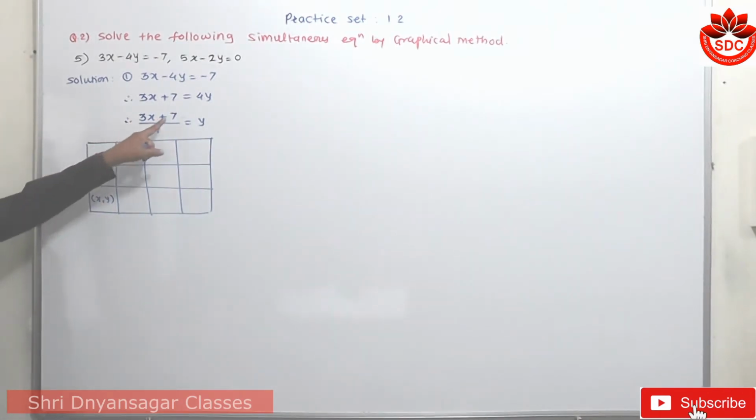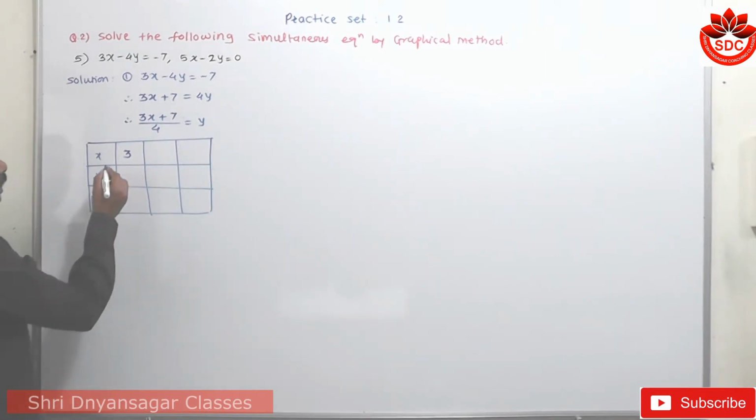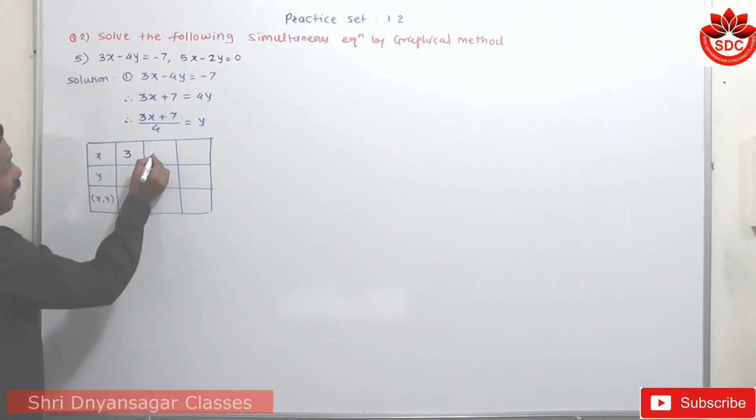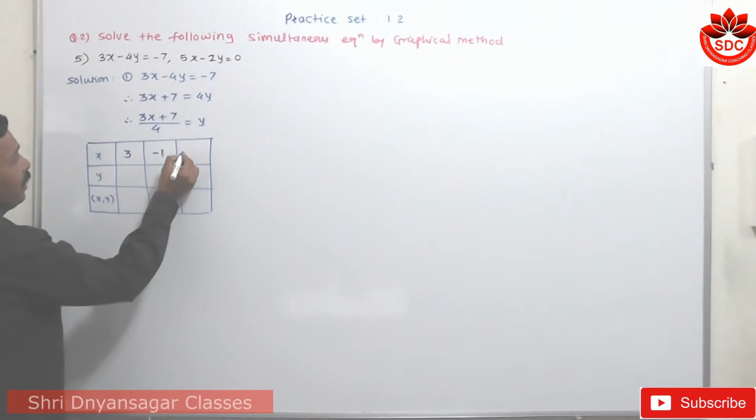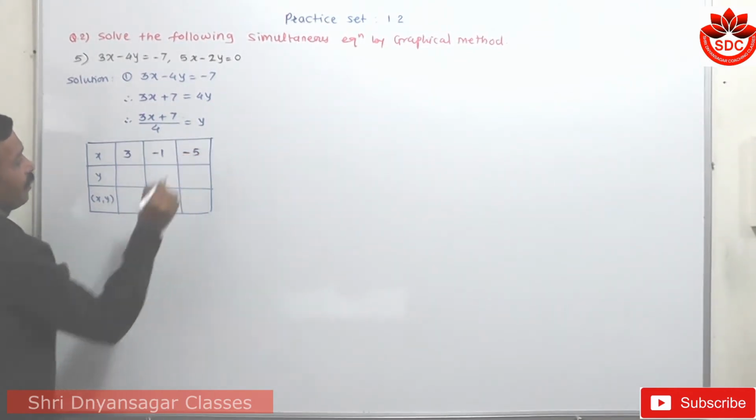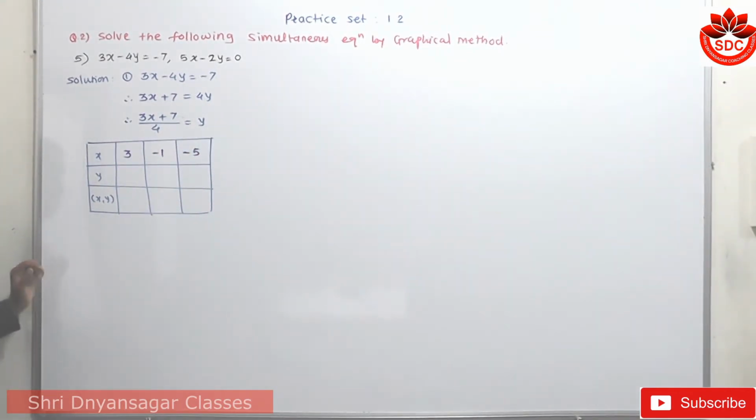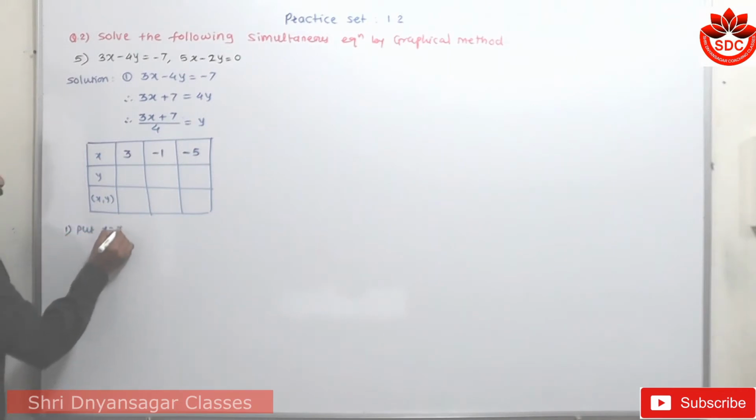3 3s are 9 plus 7, 16, 16 upon 4 is 4. Then we take here minus 1, minus 3, okay. Then we take here minus 5. Now I have to substitute these values and find out the value of y. You can understand it better. First put x is equal to 3.